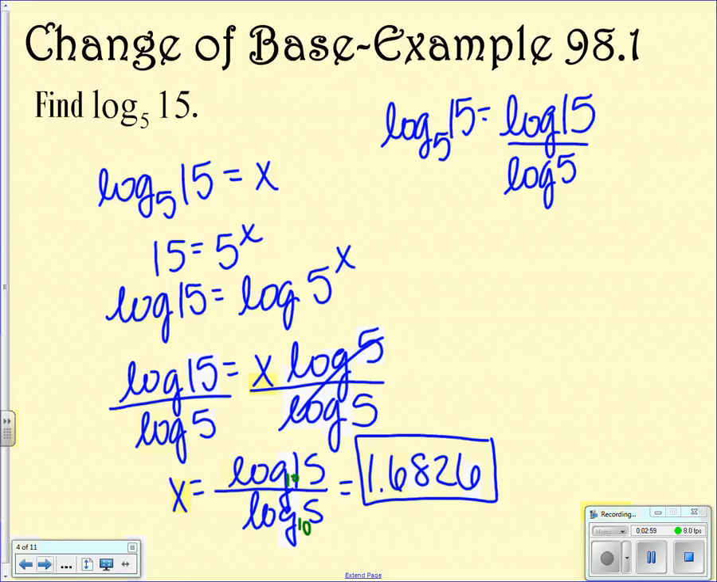But here's what you would do. This 15 goes in the numerator, and then the 5 goes in the denominator. And so that is the shortcut, and that's the change of base. You go from a base of 5 into 2 logs with a base of 10.